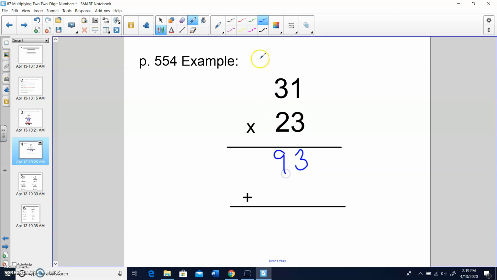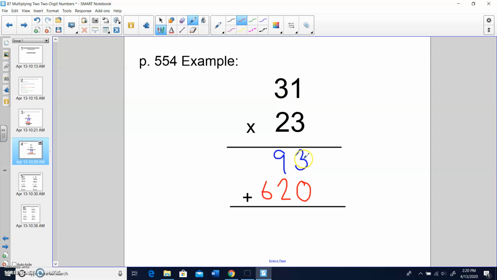Okay, so I've multiplied everything by the ones place, so that's done. Now I'm moving to my tens place, and since I'm moving to my tens place, I'm going to put that 0 in to hold and make sure I don't put it in the wrong spot. I'm working with tens. I want to keep tens lined up. So 2 times 1 is 2, and 2 times 3 is 6. Okay, so now I've multiplied by the tens place as well.